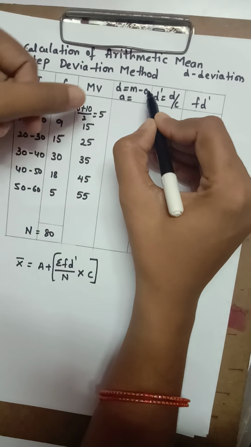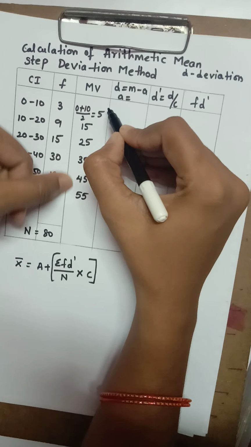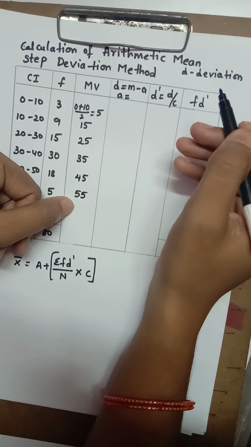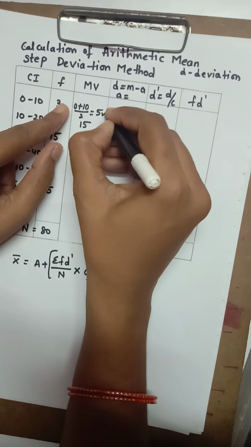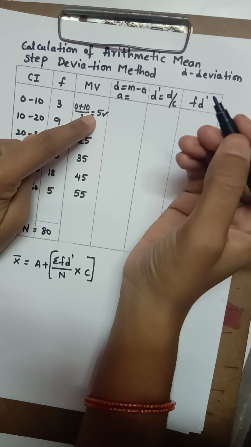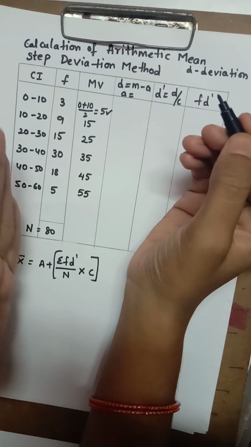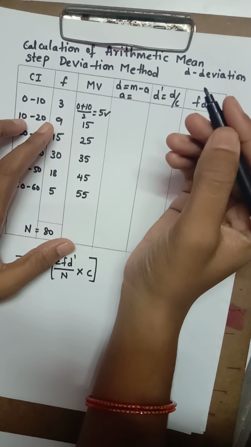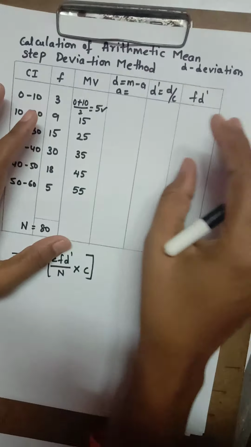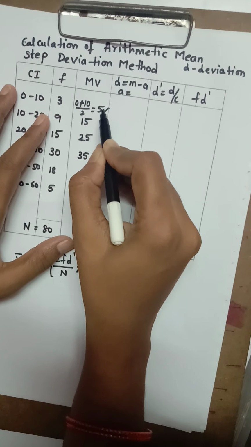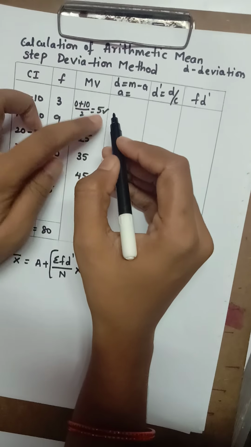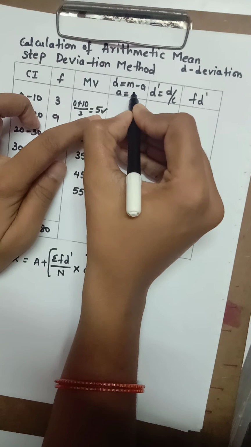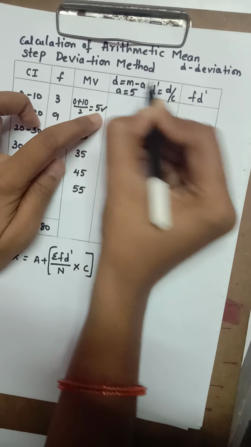A is nothing but the selection of one value from this column. I will select the least number of this column, that is 5, to avoid negative values in the further calculation. It will be very easy for the student to calculate if you take the least number from this mid value column. That is A, the assumed mean, equal to 5.